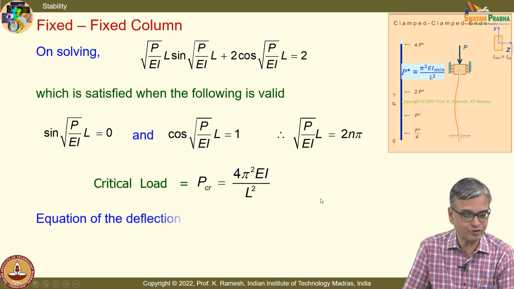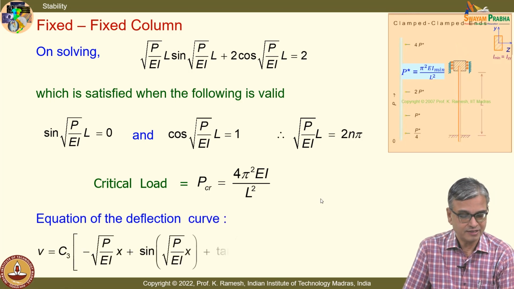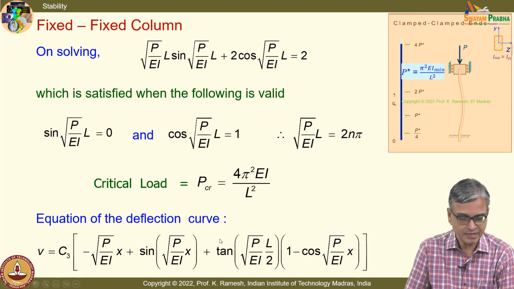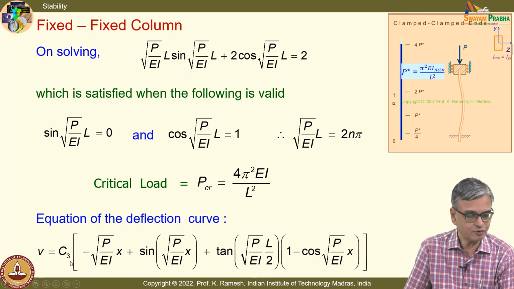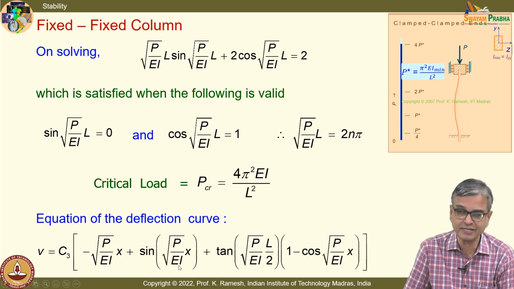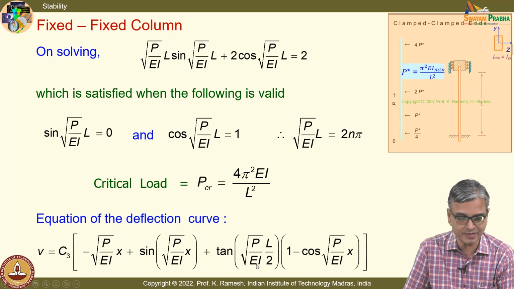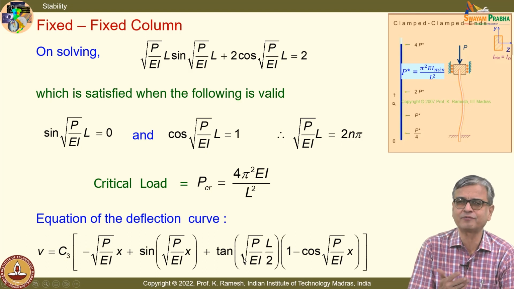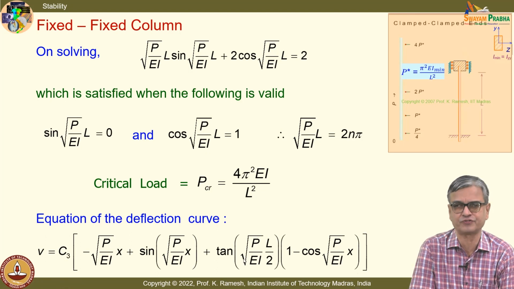And here again, if you look at the equation of deflection curve, very similar to what we saw in fixed pinned, and if you look closely, only this term changes. You write down the complete expression. I have V equal to C3 multiplied by minus square root of P by EI X plus sin square root of P by EI X plus tan square root of P by EI multiplied by L by 2, all of this multiplied by 1 minus cos square root of P by EI X. So, that is only a small difference between what we saw in fixed pinned and fixed.